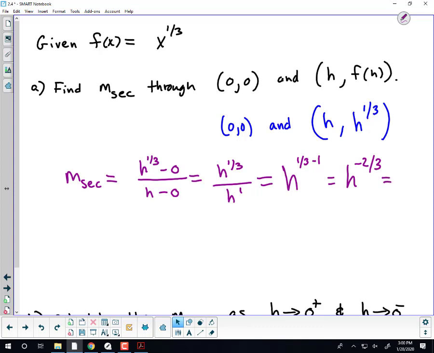So h to the negative 2/3, remember, is also 1 over h to the positive 2/3, which is also the same thing as writing 1 over the cube root of h squared. However you want to represent that, h to the negative 2/3, 1 over h to the positive 2/3, or 1 over the cube root of h squared, I don't ever really have a preference. They're all acceptable.